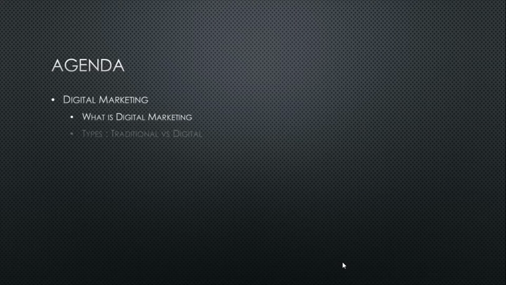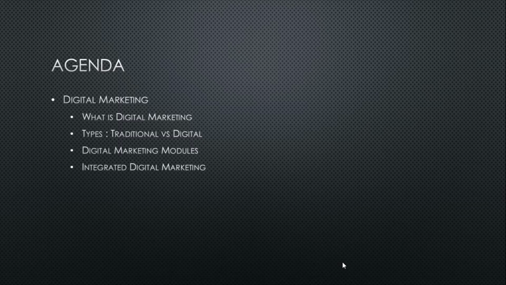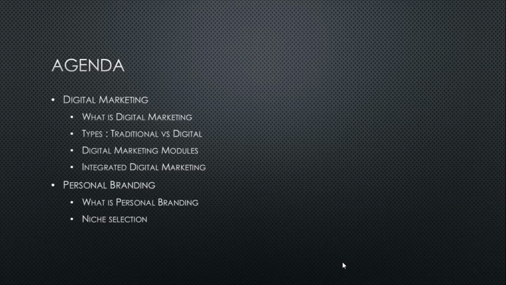Okay, let's see the agenda for this course today. So we're going to discuss two topics. One is digital marketing and personal branding. Under digital marketing, we are going to see what is digital marketing, the types, traditional versus digital marketing, modules, integrated digital marketing. Under personal branding, we are going to see what is personal branding, what is niche selection, following the blueprint, and there is action steps at the end of this video for you.